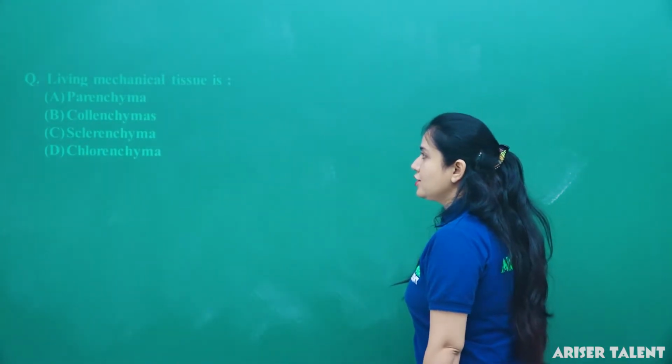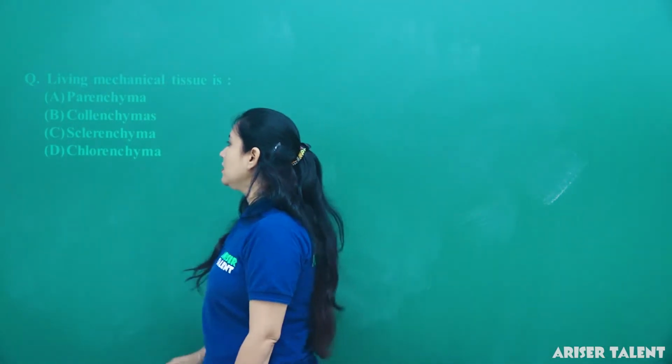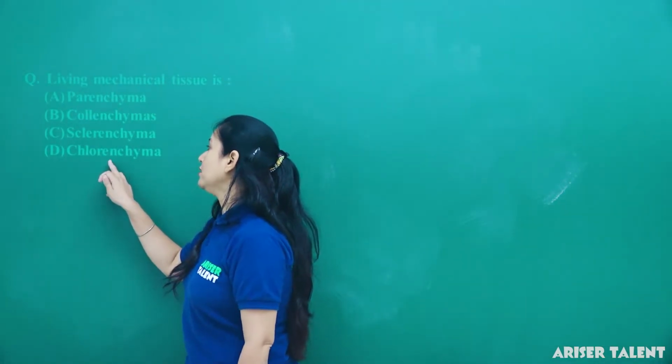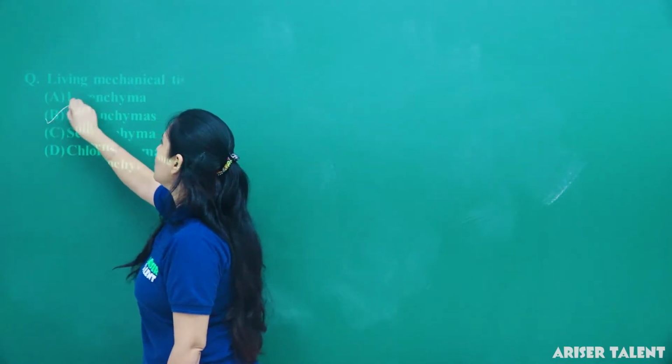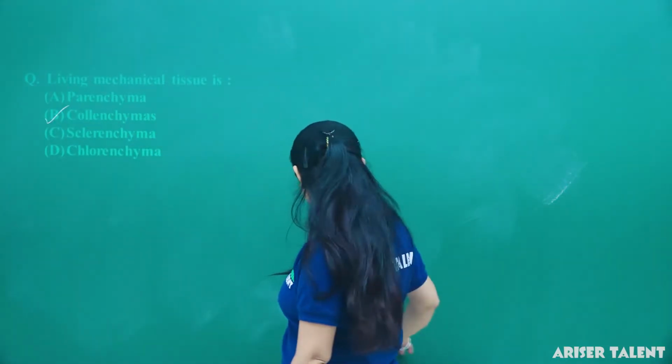Living mechanical tissue is parenchyma, collenchyma, sclerenchyma or chlorenchyma. So, it is collenchyma, option B.